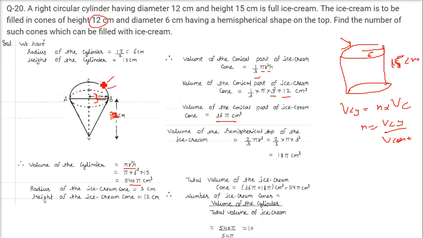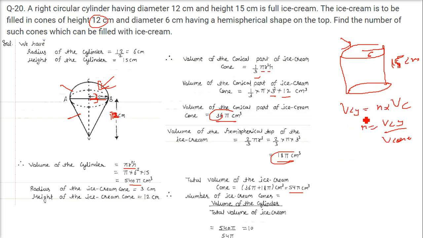Now coming to the hemispherical part, I am talking about this. It will be 2/3 π r³. Radius is 3, so it will be 18π. Now what is the volume of the ice cream? This part plus this part. So it will be 36π plus 18π, that is going to be 54π.